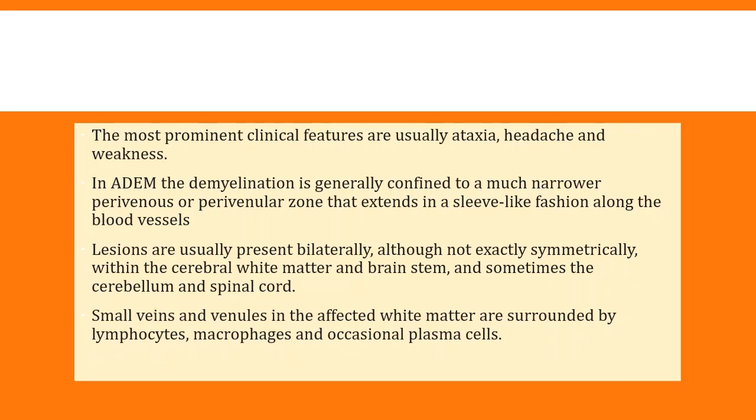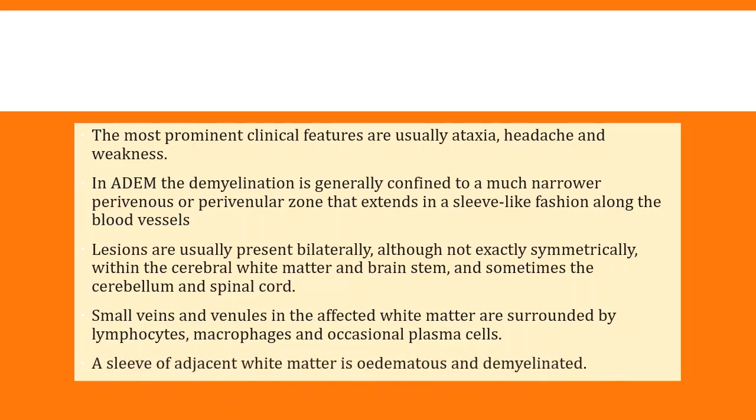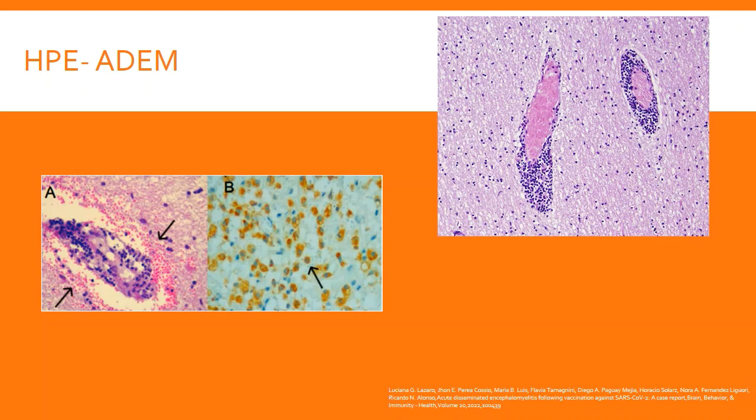Small veins and venules are characteristically affected in the white matter, and they are surrounded by lymphocytes, macrophages, and plasma cells. A sleeve of adjacent white matter is usually edematous and demyelinated. Okay. Now, what do we see here? We see here a zone of demyelination, which is characterized by perivascular inflammatory infiltrate and numerous foamy histiocytes in the background, which is a densely gliotic background.